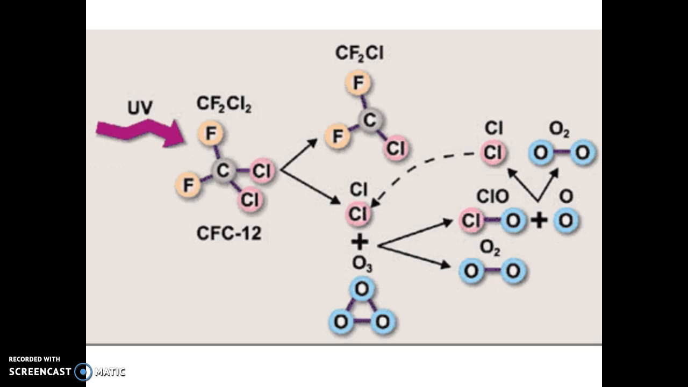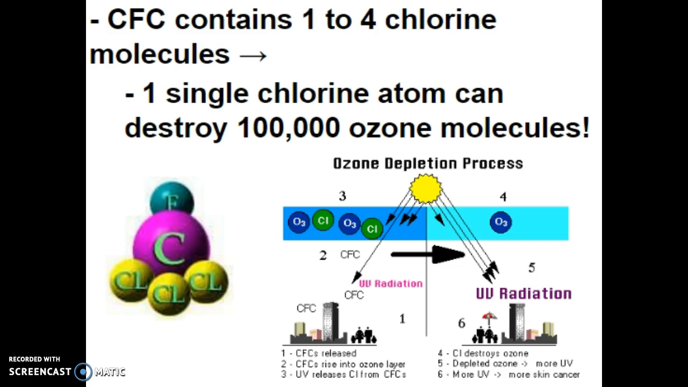And really, the main violator and the main ozone-eating part of a CFC is the chlorine. The chlorine atoms will destroy many ozone molecules. Most CFCs contain at least one chlorine atom, but they can have up to 4. And one single chlorine atom can destroy over 100,000 ozone molecules.